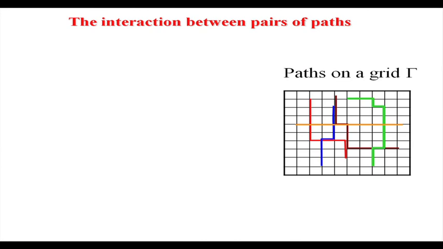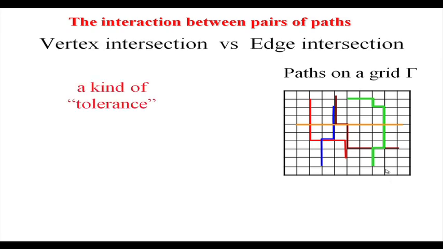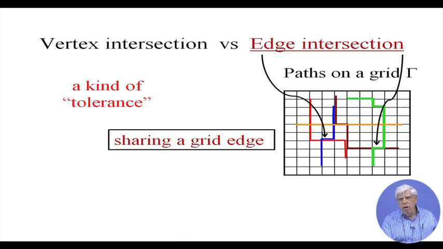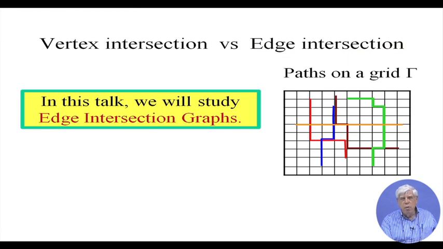Now, the interaction between pairs of paths can be seen in 2 ways. The paths on the grid, as I've shown in this diagram, cross in different ways. There is the vertex intersection type and the edge intersection type. Here, the arrows are pointing to paths that share a common vertex only, a grid point. These arrows, however, show where 2 paths actually share an edge of the grid. That's the major difference between vertex intersection versus edge intersection. In this talk, we'll be talking about edge intersection of graphs.